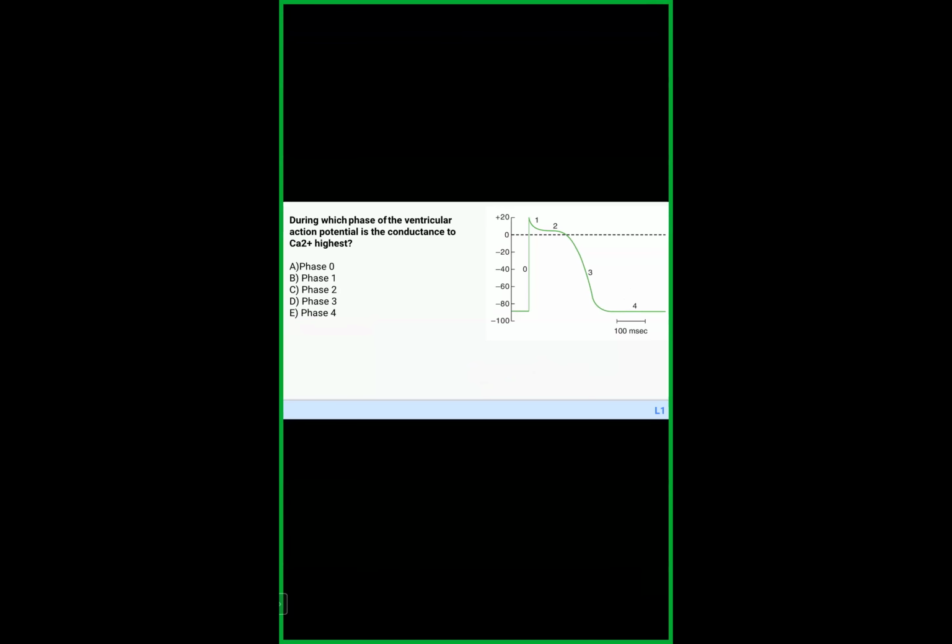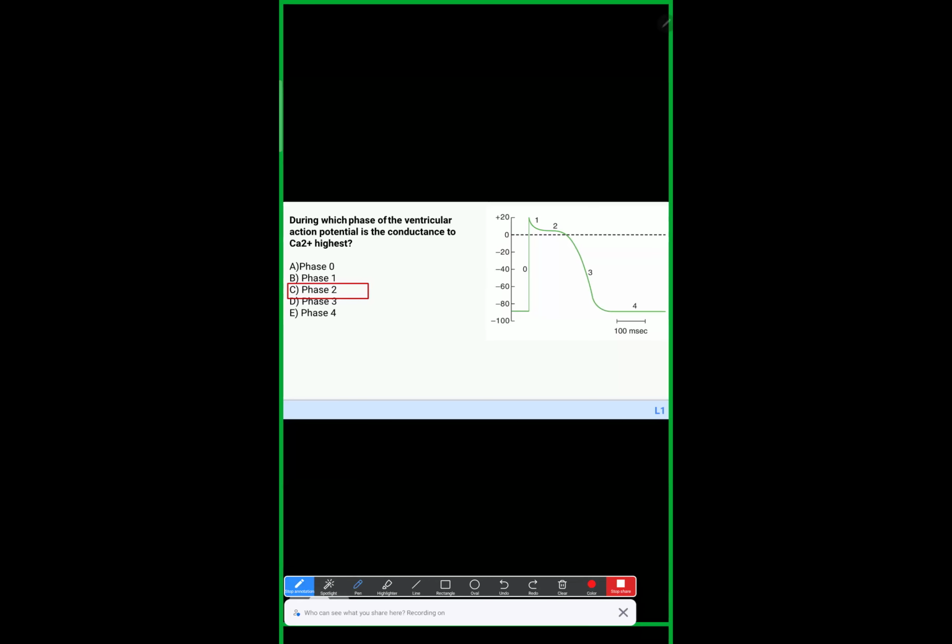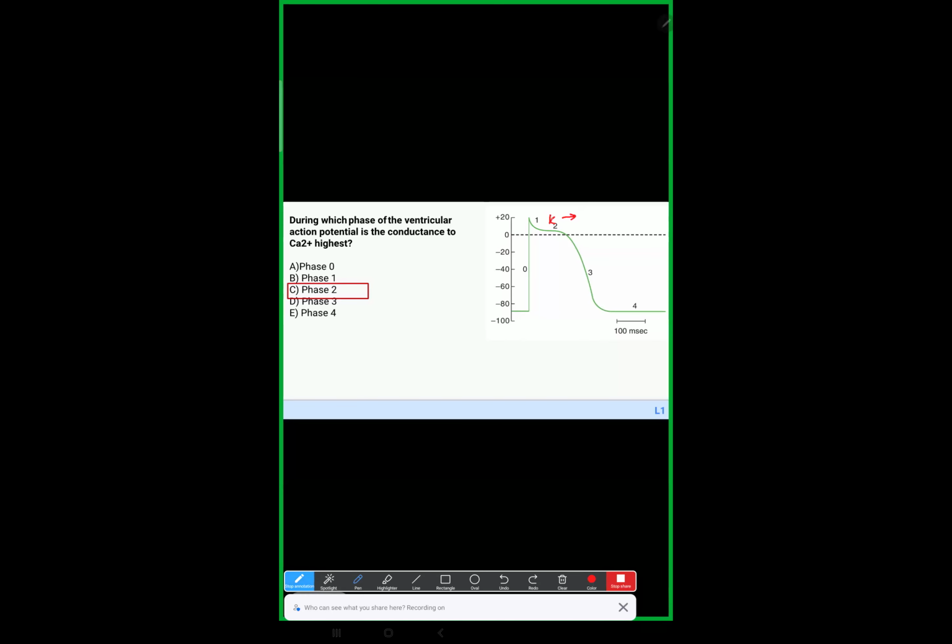Great job, guys. You guys are amazing. Yes, it is phase 2 or C. Phase 2 is the plateau phase in the action potential, which is basically where we have potassium efflux. So we have potassium going outside of the cell, but here we have the L-type calcium channels that open up. And so we have calcium influx that happens as well. Therefore, this membrane potential is both positive and negative. So it's kind of an equilibrium phase, which is why we have this plateau phase. So yes, phase 2 is due to calcium influx.